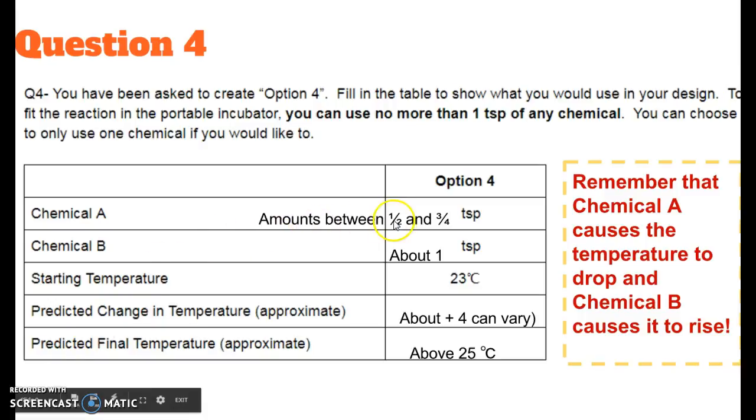Chemical A makes it colder, so if I use less of it, my reaction's going to end up a little bit hotter. So answers could vary a little bit, but if you used about between 1/2 and 3/4 teaspoon of A, about 1 teaspoon of B. I accepted any answers where you used more of chemical B than chemical A. These answers here, the predicted change and the predicted final temperature, these are just approximate. You have no way of really knowing how to calculate that without doing the actual reaction. So I accepted any answers that showed an increase above that 25 degrees.